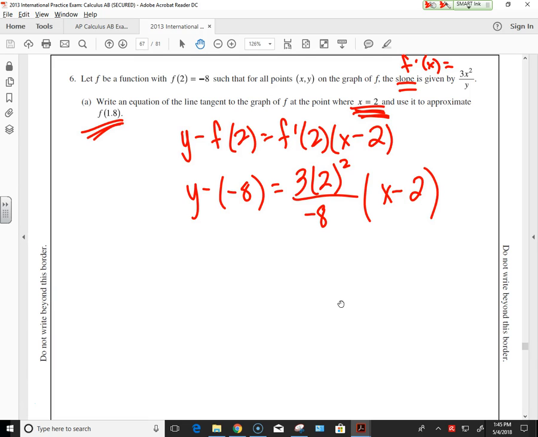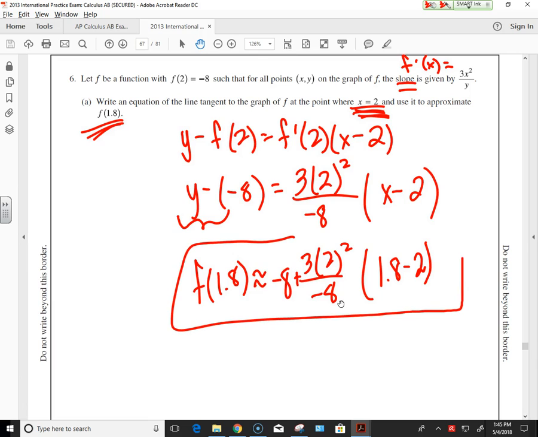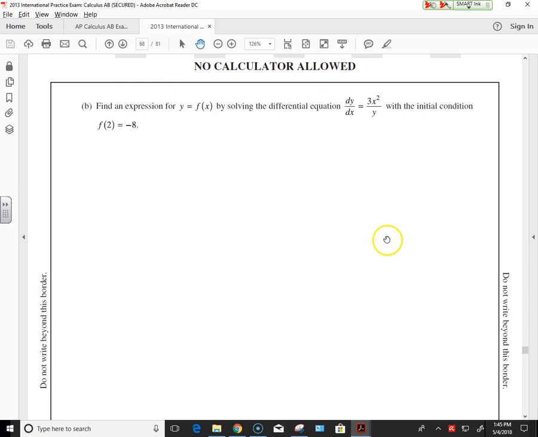I get it all set up, and then I steal my 1.8 and I say, haha, 1.8 minus 2. My 3 times 2 squared all over -8. Careful. Approximate. F of 1.8, which is approximately my y. I need to add this to the other side. Then I can box it. Then the y is approximating the function value. Now, hold on. We had a question on B. That was A, though. I love tangent lines. Just don't be confused.